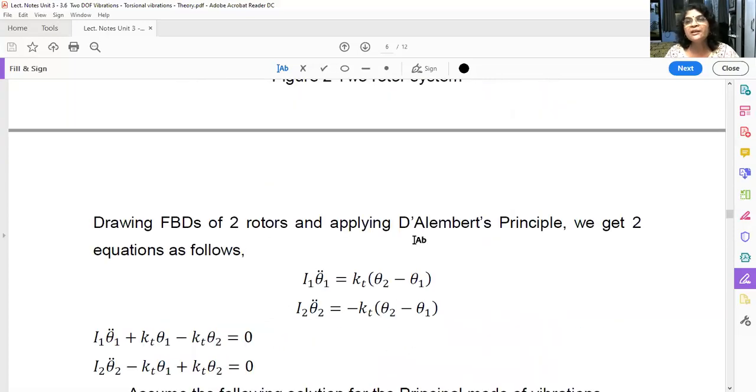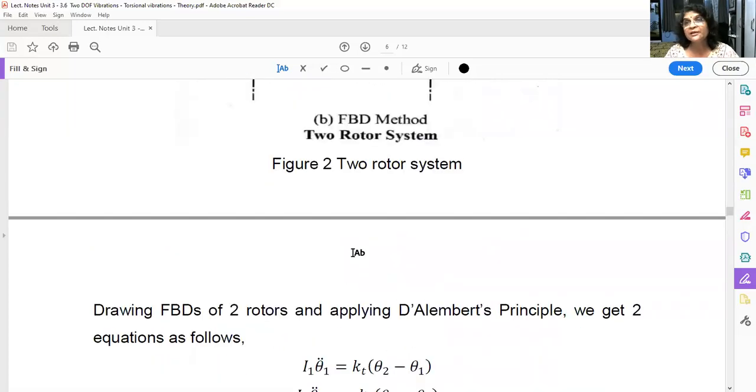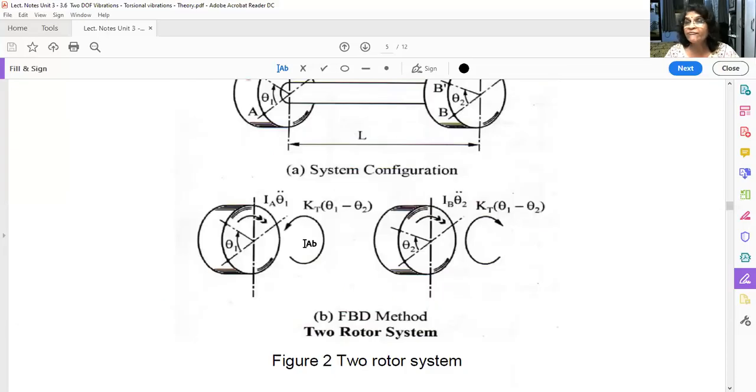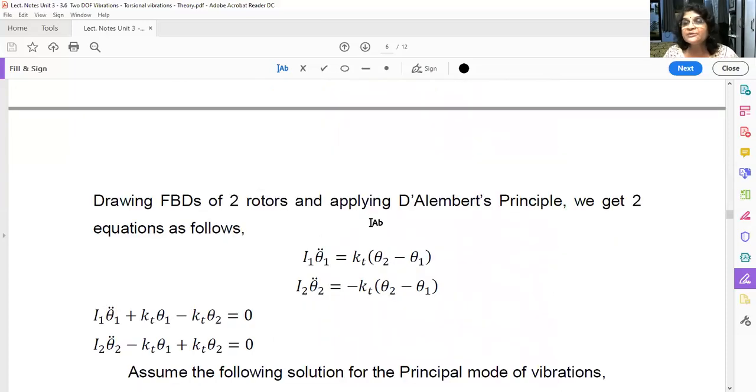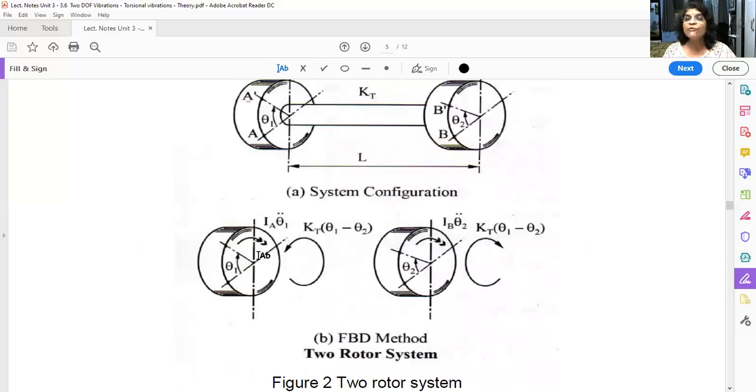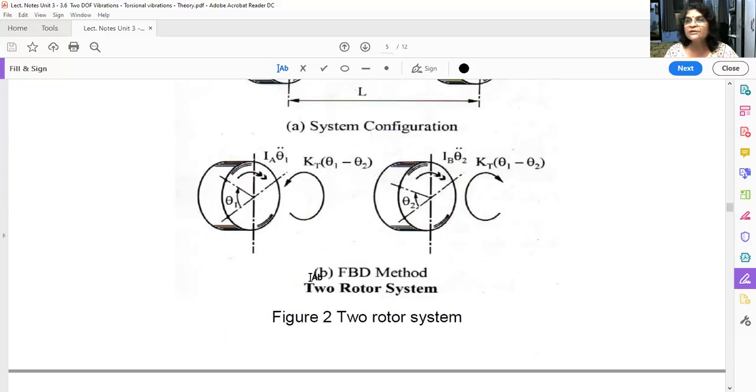Applying D'Alembert's principle. Actually, I have not referred to this diagram; I have referred to the other diagram and applied D'Alembert's principle. If we want to apply D'Alembert's principle, what will happen? Only the inertia torque direction will change. It has to be shown in the opposite direction. Here also anti-clockwise, here also anti-clockwise. So for this rotor, both the torques are in the same direction, and for this it is opposite. This is anti-clockwise, this is clockwise.